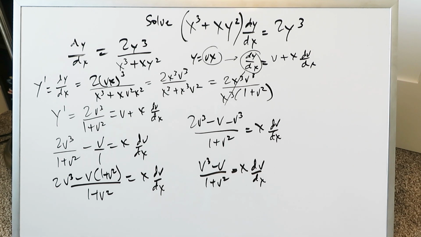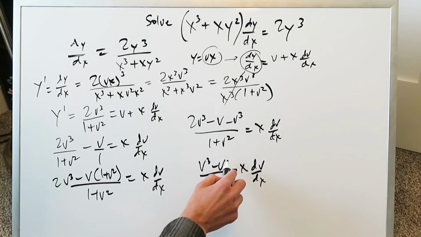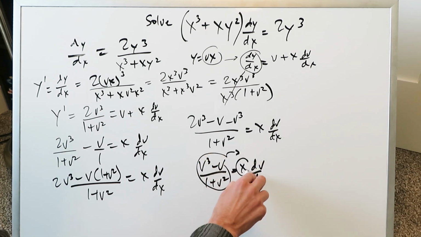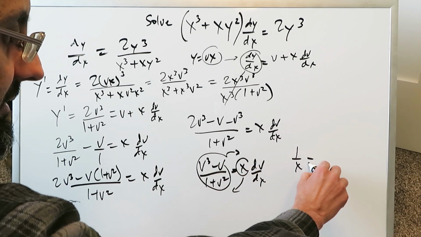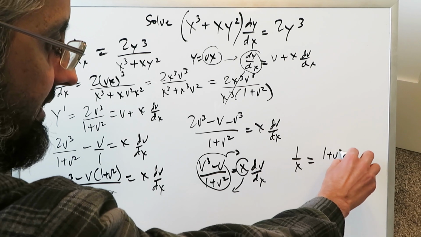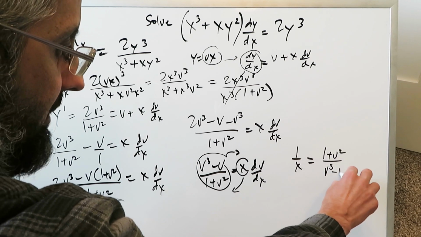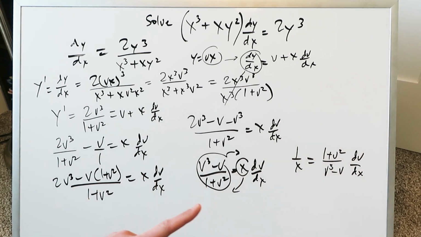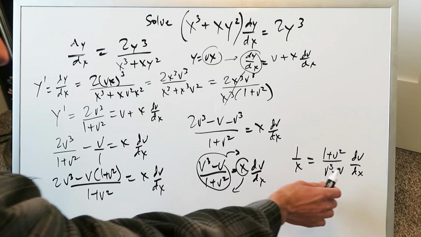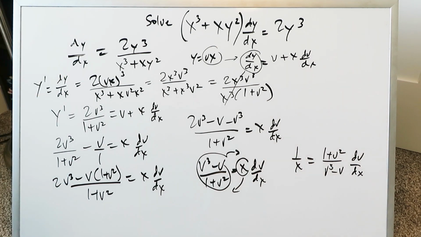Now cross multiply these x's and v's onto the other side. This will go onto the other side. This will come over here. And what will happen, you'll have 1 over x dx is equal to (1 plus v squared) over (v cubed minus v) dv. Now everything is separated, x on one side, v's on the other side, and everything is attached to their appropriate derivative forms.